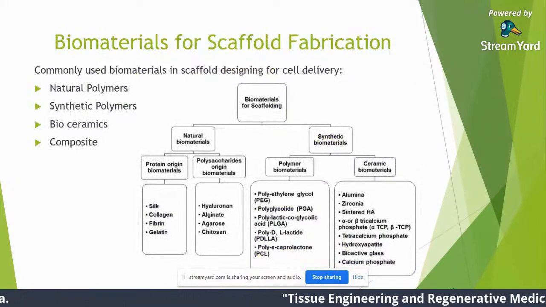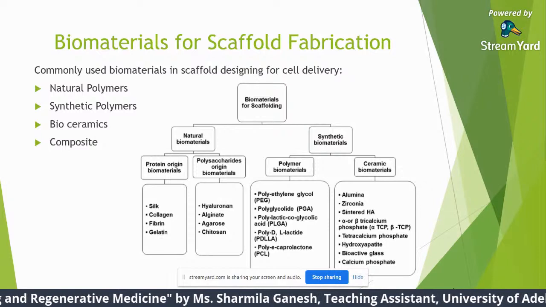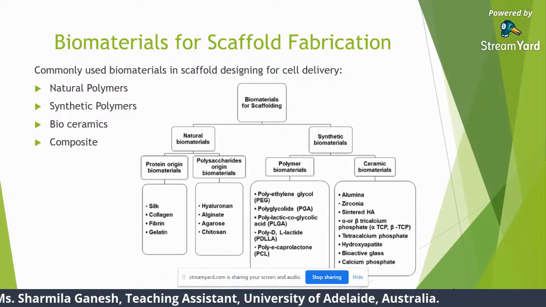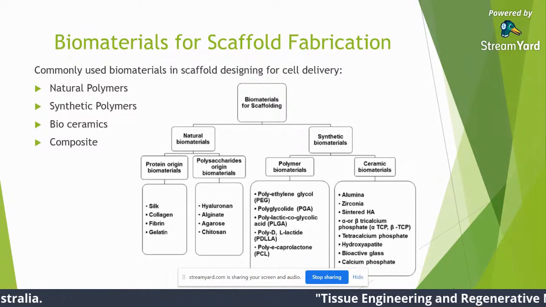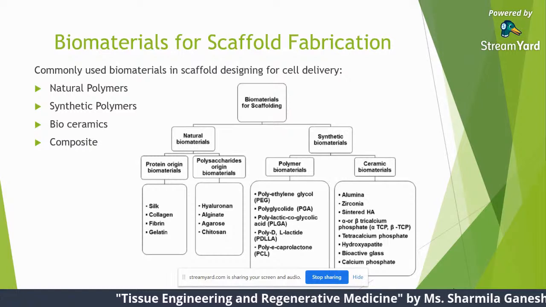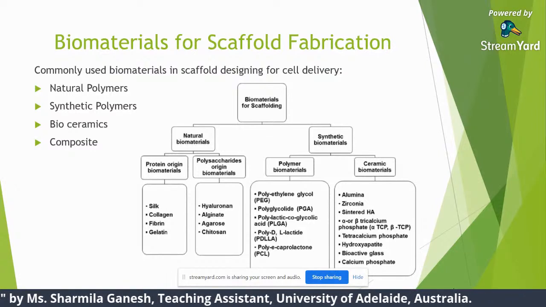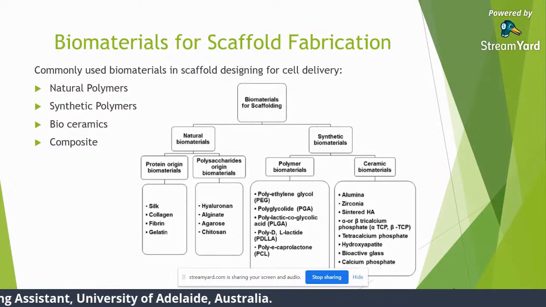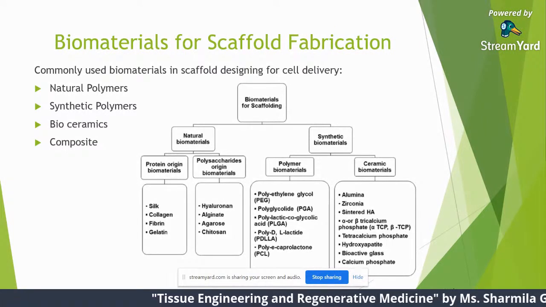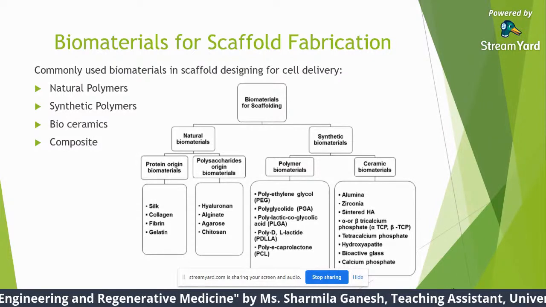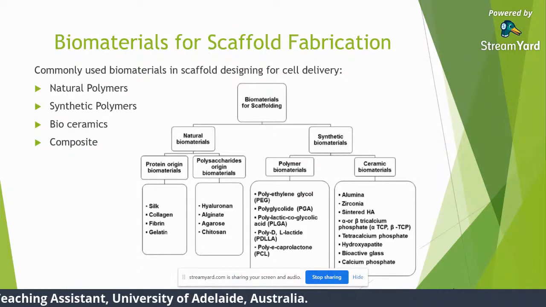So let's see what the biomaterials for scaffold fabrication are. As I said, they can be either natural ones or synthetic ones. The natural ones can be protein origin biomaterial or polysaccharide origin biomaterial, and synthetic biomaterial can be polymer based or ceramic based. For example, silk, collagen, and gelatin are basically used for skin wound healing or cartilage repair, then for bone regeneration, and etc.